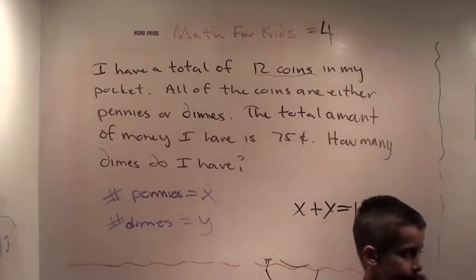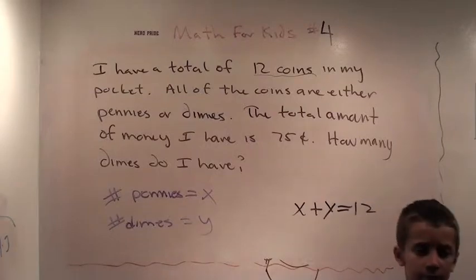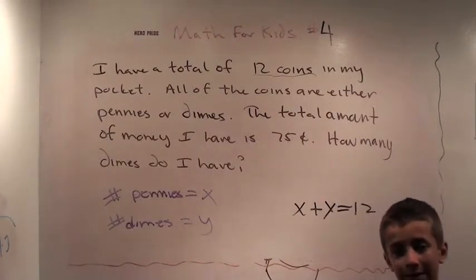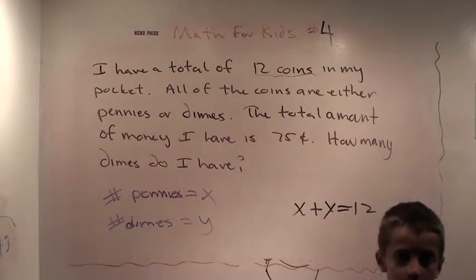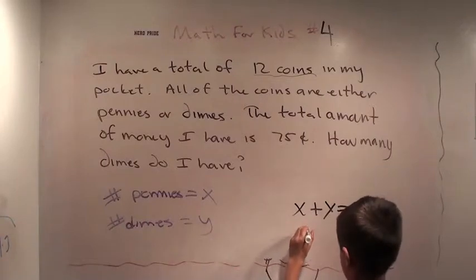So how much money comes from the pennies? If I have 2 pennies, how much money do I have? 2 cents. And if I have 10 pennies, how much money do I have? 10 cents. Okay. So if I have X pennies, how much money do I have? You have X cents. Okay, so I know I have X cents from the pennies. I'll just write X there.